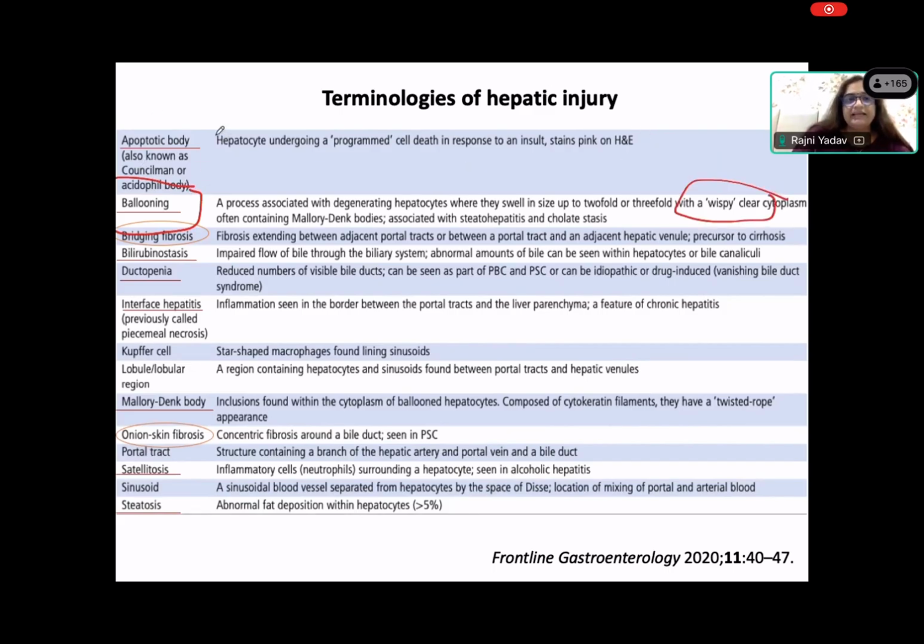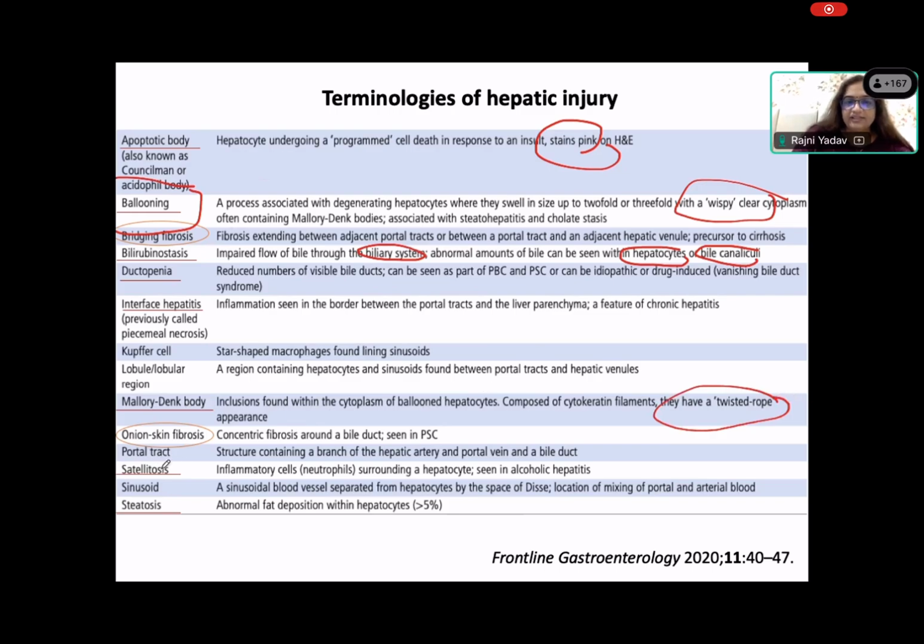Then apoptotic body, like at other sites, it's apoptosis. So it's a shrunken pink cell, which is also known as acidophil body or the Councilman body. Then cholestasis may be seen actually in the canaliculi. It may be seen in the form of feathery degeneration in the hepatocytes, or it may be seen in the ductal system. Then Mallory-Denk bodies, these are inclusions formed from the cytokeratin filaments, and they are generally present in the balloon cells, and they are very coarse, pink, ropey structures. So these I will show you.